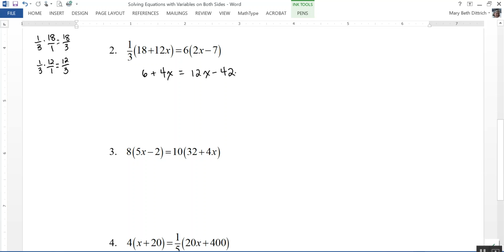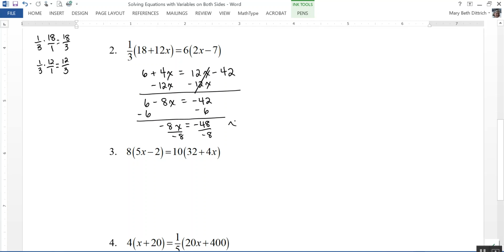As I said, I like to keep my x's to the left of the equal sign. You can put them on the right, there's no problem with that, but I'm going to go ahead and move this x over here since it's positive. I need to subtract it. So I'm going to have 6 minus 8x, because 4x minus 12x is negative 8x, equals, that makes a 0, negative 42. Now subtract 6, because that's a positive 6, subtract 6 on both sides. Don't lose track of that negative in front of the 8x, is equal to negative 48, and then dividing both sides by negative 8, I have that x equals 6.